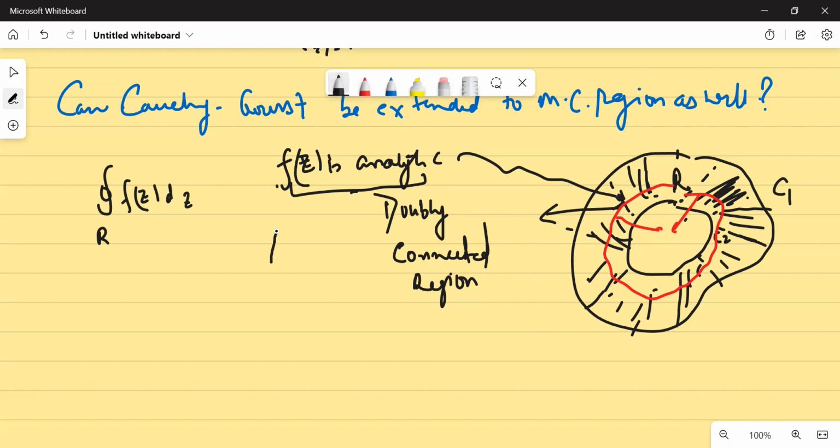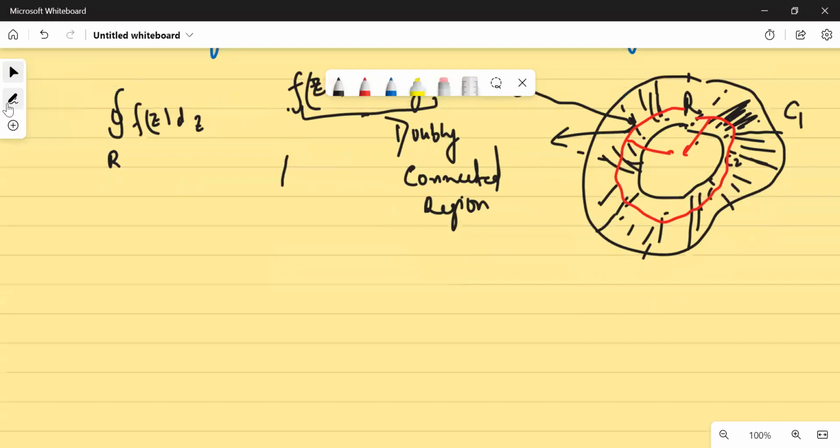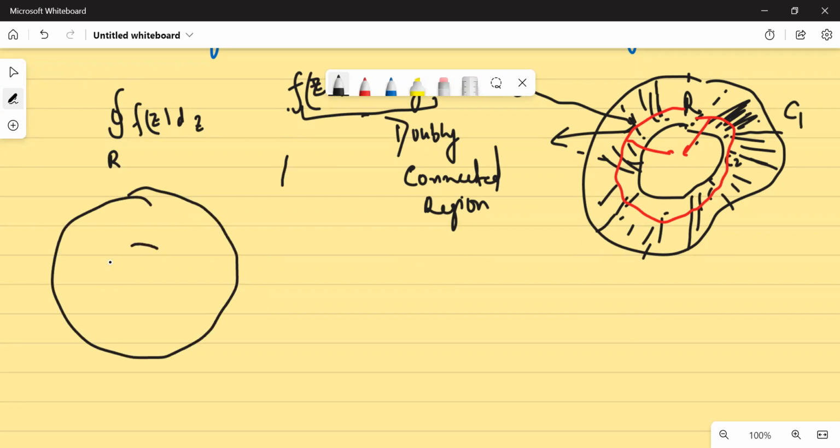So how do we proceed? The first thing is we'll try to make a doubly connected region into a simply connected region by introducing a slit. This slit has a width that is as small as possible. Now, by introduction of this slit, I'm talking about region R. I've just introduced a slit, so again I'm drawing this curve here so that it becomes clear to you.